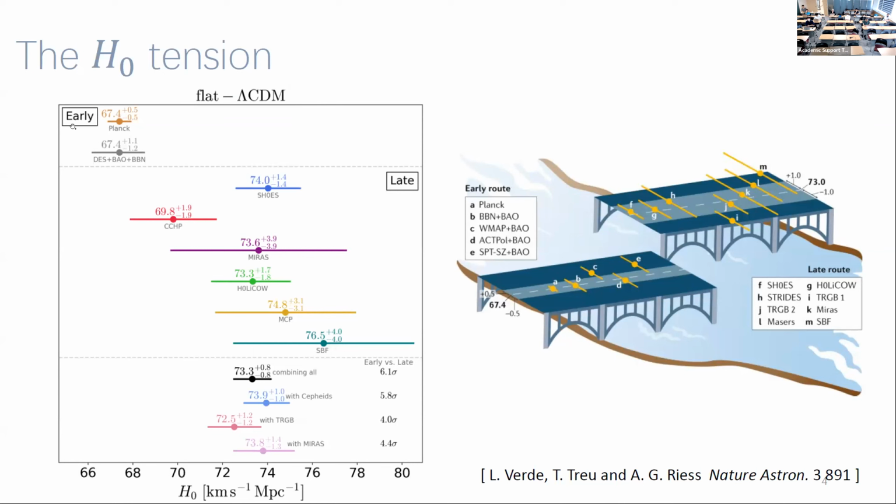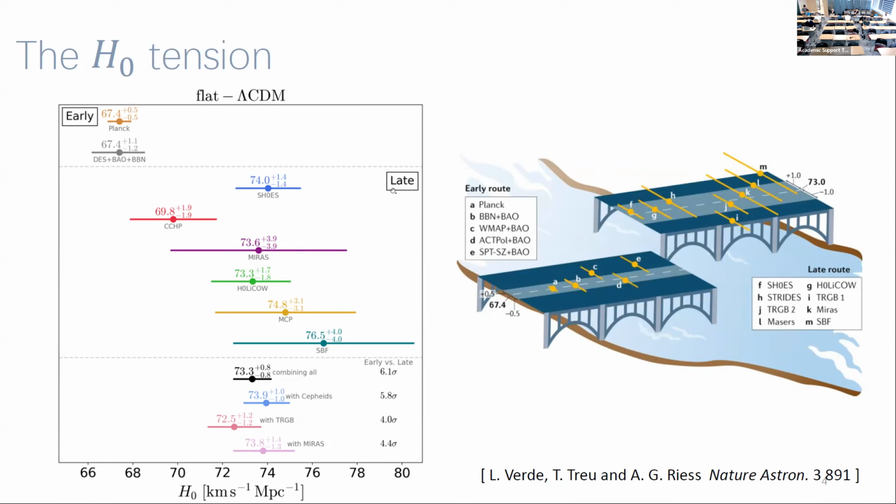This is an H0 result from the very early universe. It means from the Planck result at redshift about 1000. They have the H0 result equal to 67. Even the BBN result, BAO result, and DES result are also around 67.